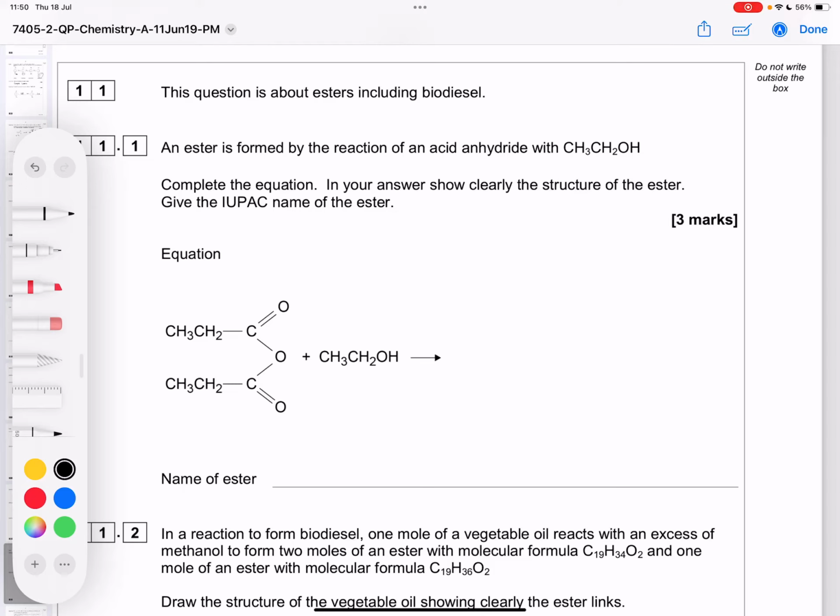This question is about esters including biodiesel. An ester is formed by the reaction of an acid anhydride with ethanol. Complete the equation showing clearly the structure of the ester. So let's have a look.